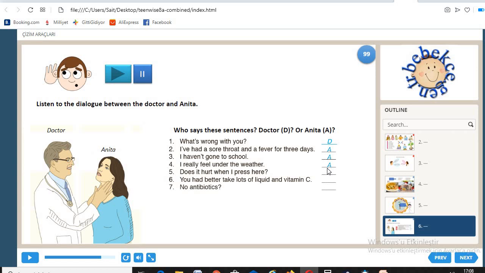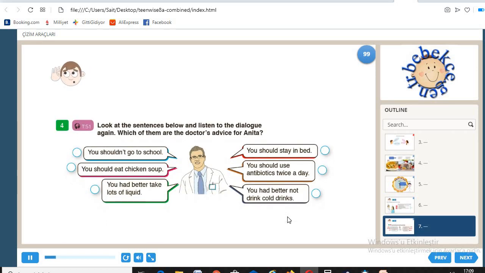Does it hurt when I press here? So, who says it? Who asks this question? The doctor, of course. You're right. But, as you see, nobody said it. Yes, it's the doctor's sentence, but the doctor didn't say that sentence. You had better take some liquid and vitamin C. Who says it? Doctor. And no antibiotics, it's a question. Who asks these questions? Anita, of course.